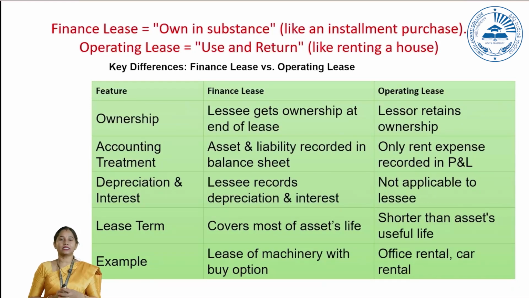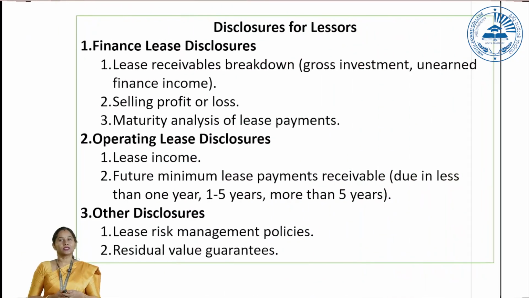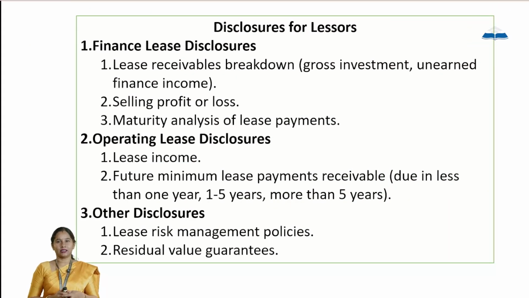I have given a good example for your better understanding: lease of machinery with a buy option. We make the payment on the basis of installment. Once our payment is done, the particular machinery will belong to us under the financial lease. Then for operating lease, I have given examples like renting an office, a house, or even a car, which come under this category. Now, let's start with the disclosures for the lessor.